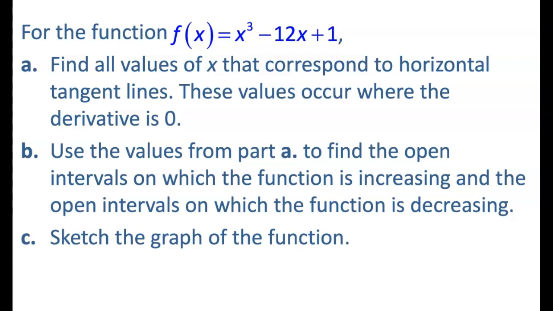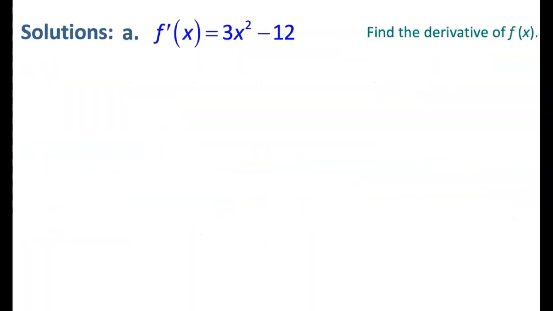Part B asks us to use those values from Part A to find the open intervals on which the function is increasing and the open intervals on which the function is decreasing. So we'll look at the notation for how we give those answers. And then finally, we're going to sketch the graph of the function. All right, so let's look at Part A.